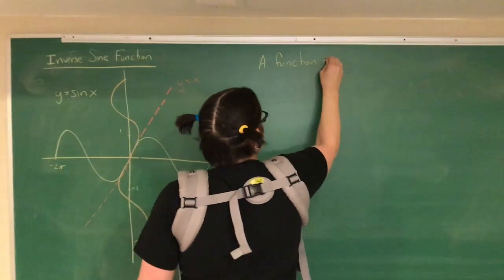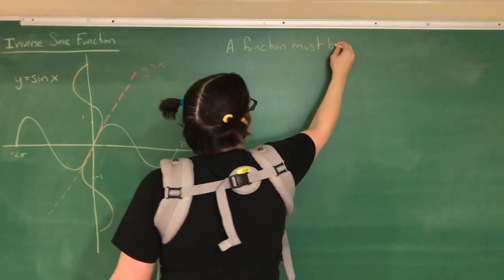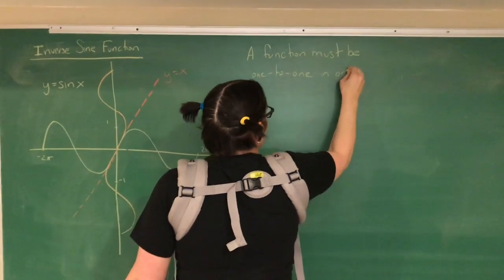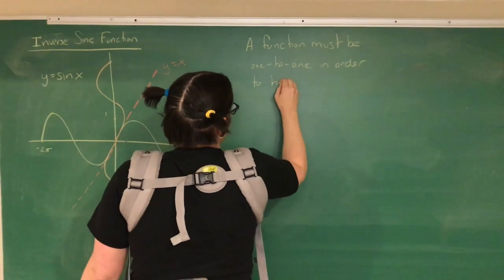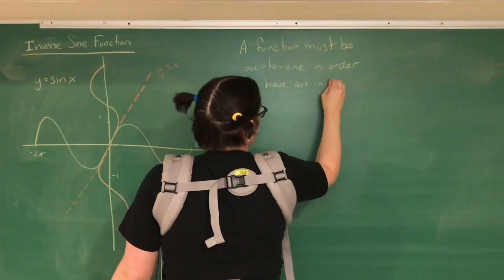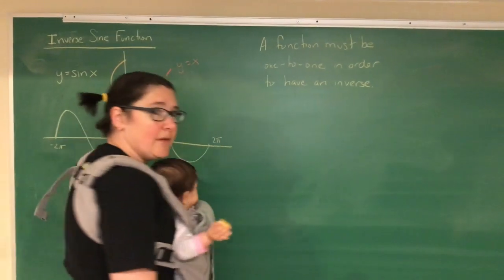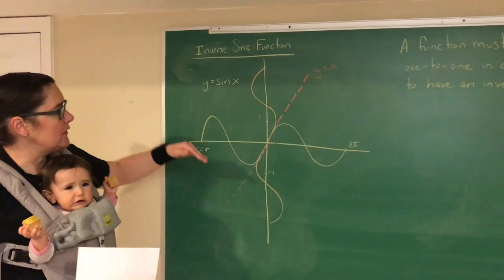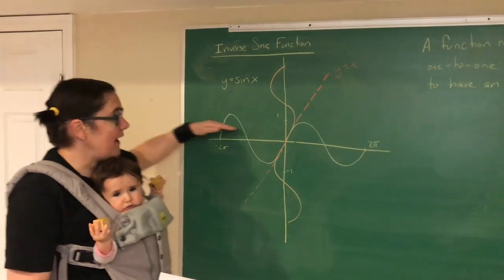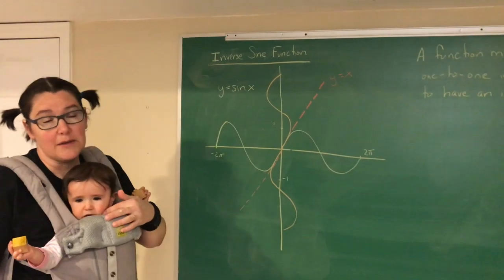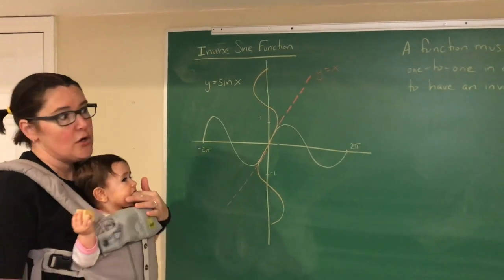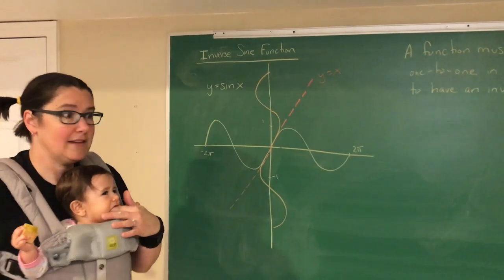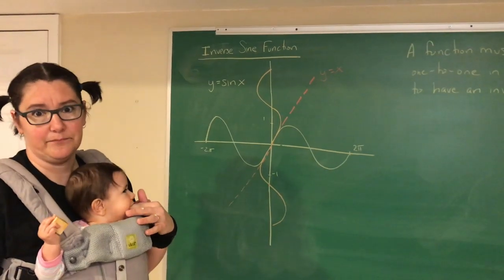So a function must be 1 to 1 in order to have an inverse function. Now, that's a problem. So what does 1 to 1 mean? Well, graphically, that means that a function passes the horizontal line test. So in order to have an inverse, anytime on the original function that you draw a horizontal line, that line cannot pass the graph more than one time.